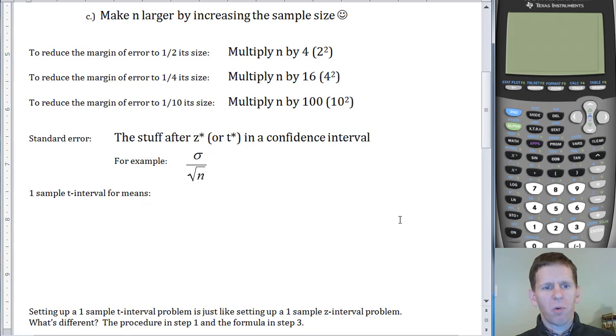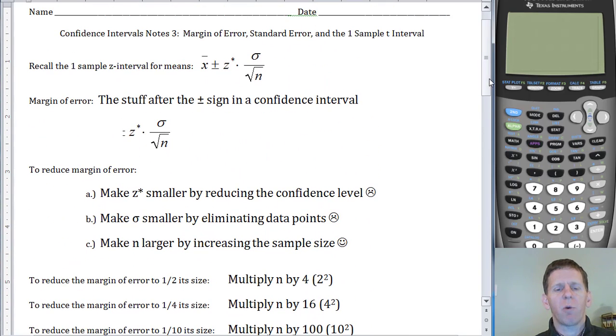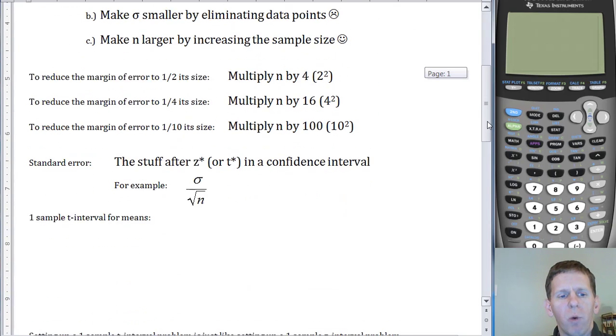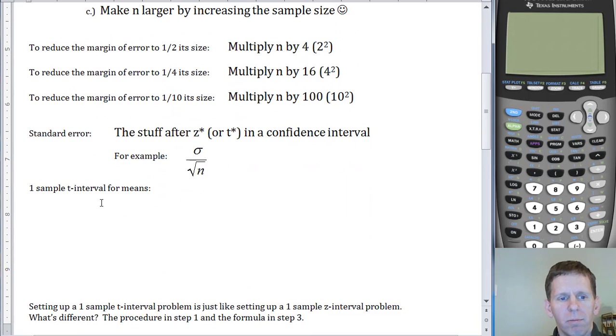So we just talked about t star, and t star is used in something called a one sample t interval for means, which we're introducing today. When do we use a one sample t interval for means? Pretty easy answer here. It's very similar to the last confidence interval we worked with, but we use a one sample t interval when we don't know sigma. So if we don't know the population standard deviation, but it's kind of a similar situation. We're trying to predict something about the mean of the population, but we don't know sigma, that's when we'll use a one sample t interval.